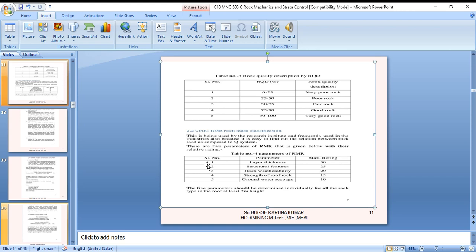There are five parameters in RMR, given below in the relative ratings: layer thickness, structural features, rock weathering, strength of the roof rock, and groundwater seepage. The parameters should be determined individually for all the rock types in the roof, at least up to 2 meters height.